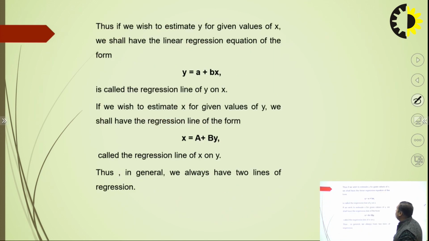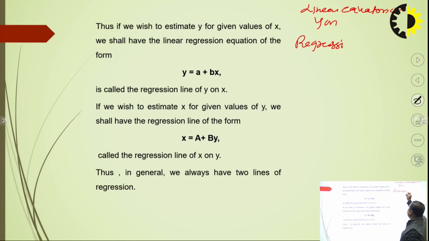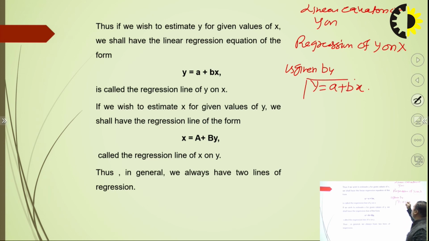Now we have the linear regression equation of y on x. The linear equation of regression of y on x is given by y equals a plus bx. This is the equation of the regression line of y on x. Y equals a plus bx, where a and b are parameters.